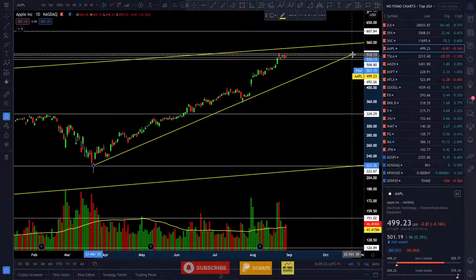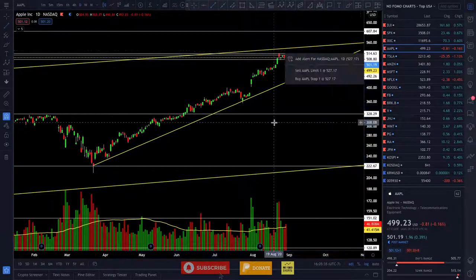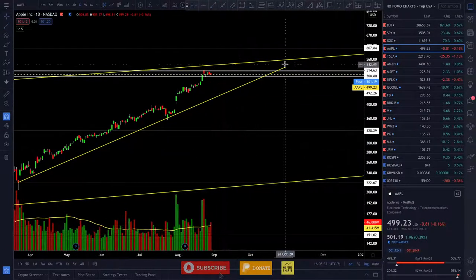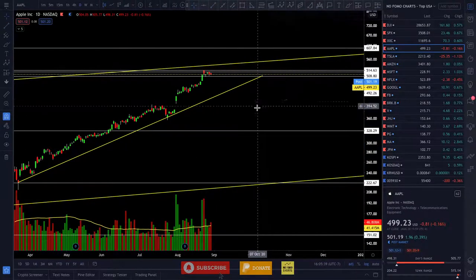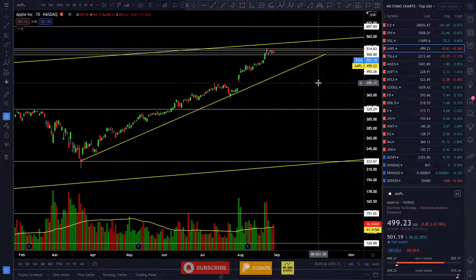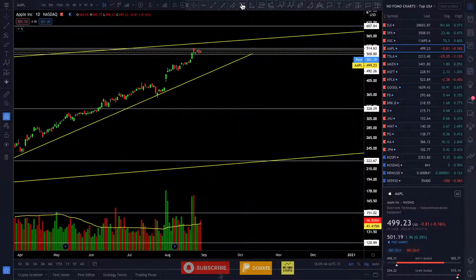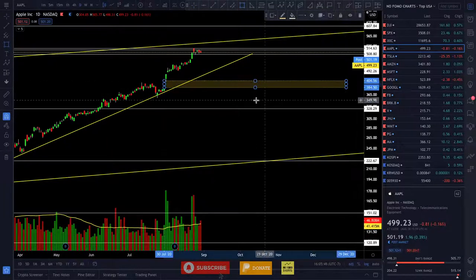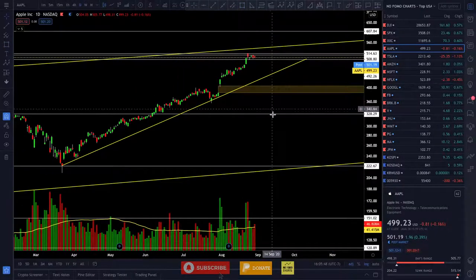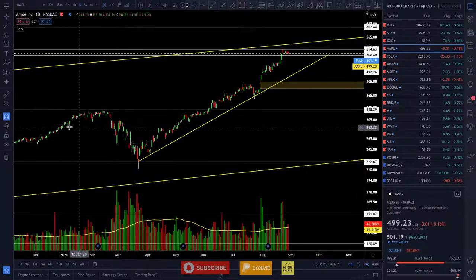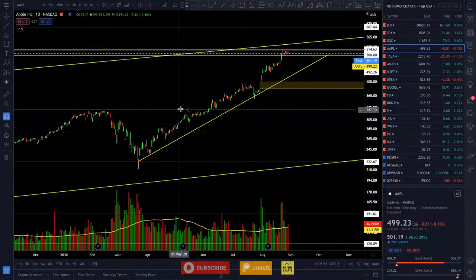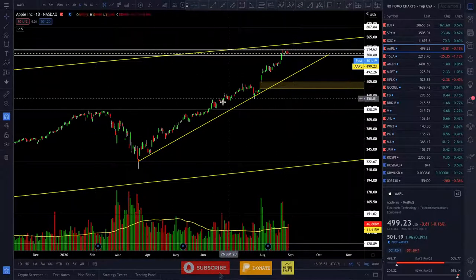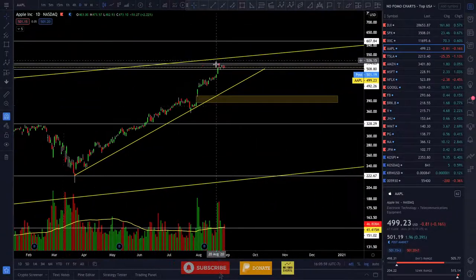Inside Apple, thinking too far ahead, right? There is also this wedge pattern right here. So where's the gap support? 400, okay? Now we're getting real into the analysis of support, resistance, and trend. So still in an uptrend, this is 2020, hitting its $500 target that was set like 3 years ago.